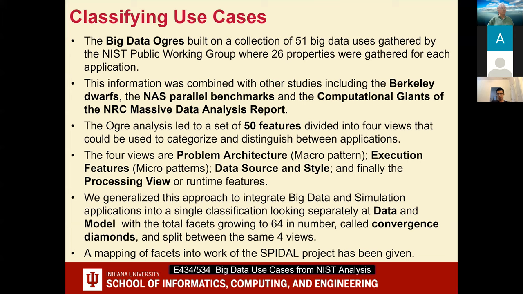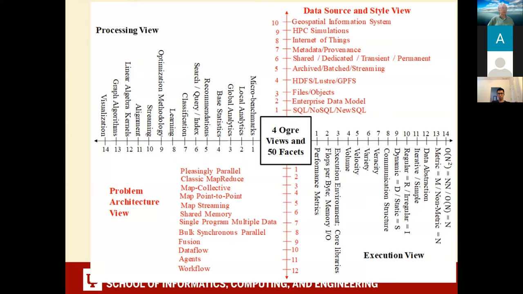I did some work around this time on classifying all these use cases and other use cases. And I made a list of what were called the ogres. That's because other people call these things dwarves and giants, so we called these ogres. And we made this picture here, which is somehow 50 different characteristics of problems, such as they involve high-performance simulations, they involve classic MapReduce, the computing is of order the square of the number of points.